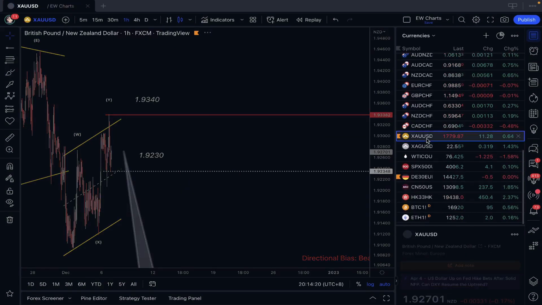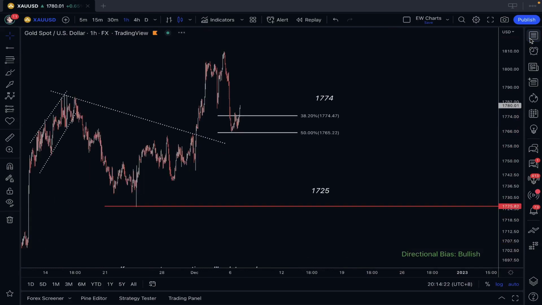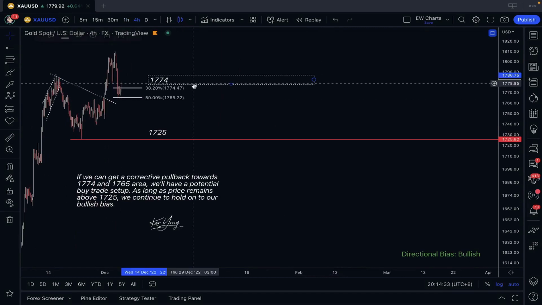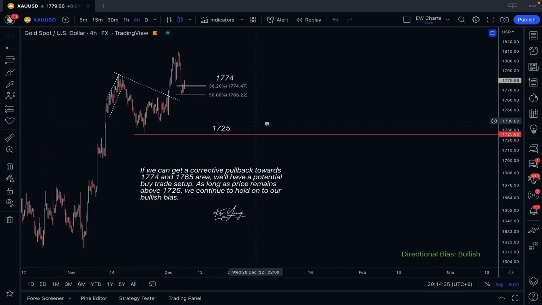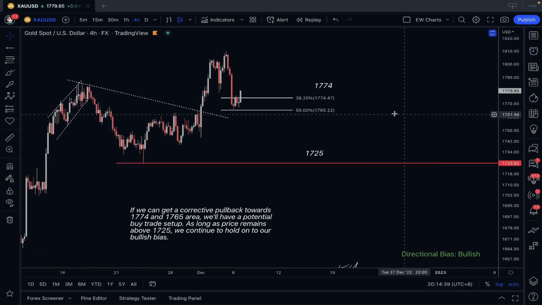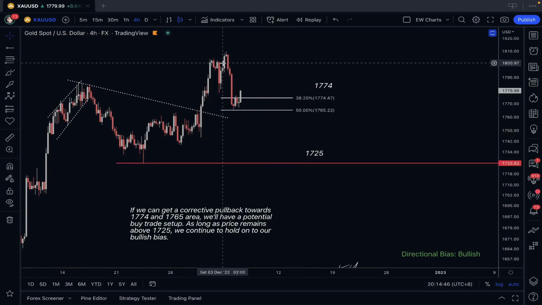Okay, another one here is gold. Not really a setup, but I think gold is something that a lot of people are monitoring. So I thought I would just share with you my analysis and my view on it. Okay, on the four-hour time frame, let me zoom back in a little bit. Now on the four-hour time frame, we did have a little push down back towards that 50% from this swing low to that swing high.